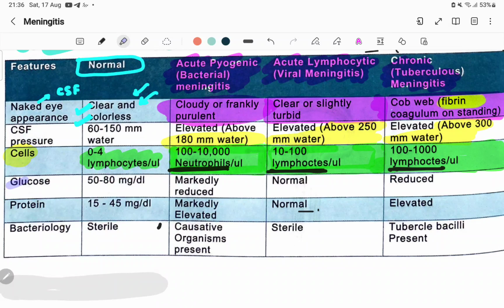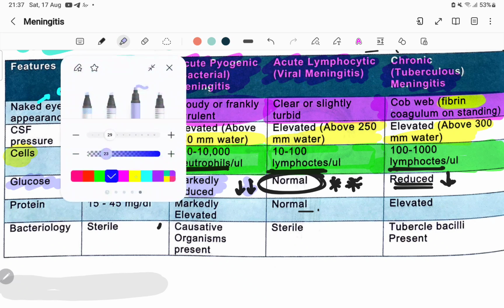And the normal range you have to know. Glucose 50 to 80 milligram per deciliter is normal, and in acute pyogenic meningitis it is markedly reduced. It is normal in viral meningitis. This is important. Whenever there is a decline in glucose, more decline is seen in bacterial, and it is seen in tuberculous also. It is also reduced.